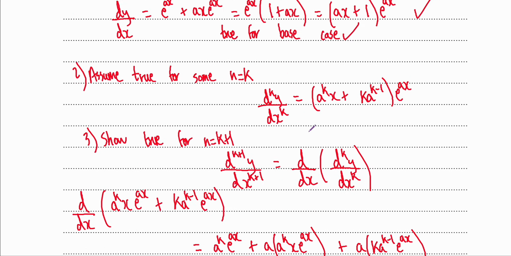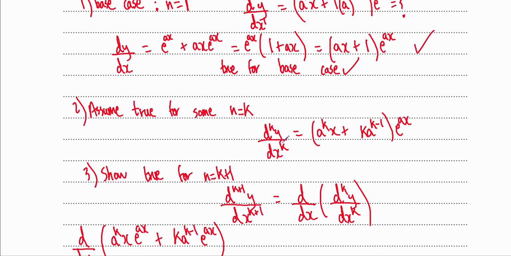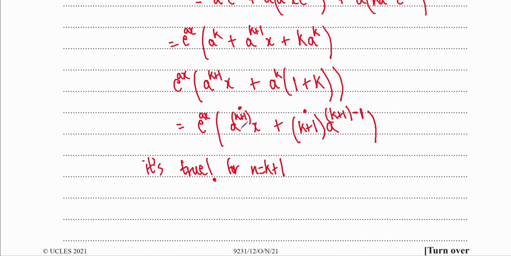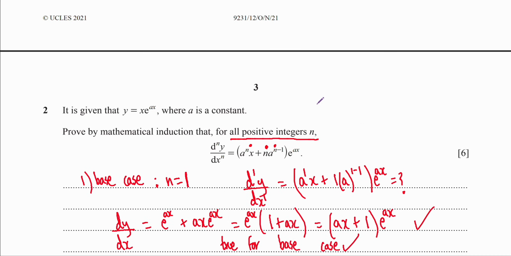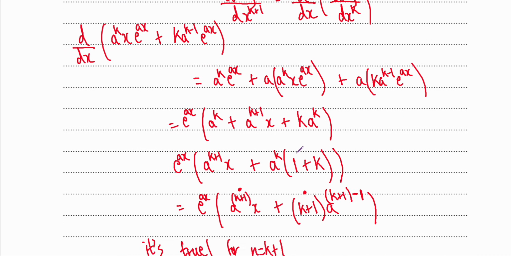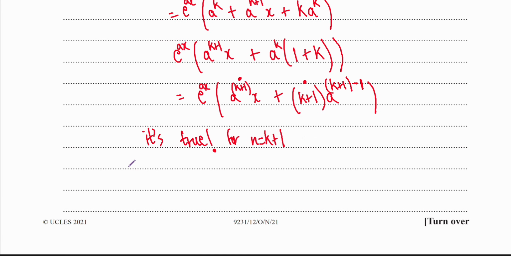We're assuming that it's true for n equals k, and now we've shown that when you take the derivative of that, it's actually true for n equals k plus 1 as well. You just put a k plus 1 in there instead, and it still holds. So if it's true for n equals k plus 1, well, that's it. Then, by induction, this is going to be true for all positive integers n.